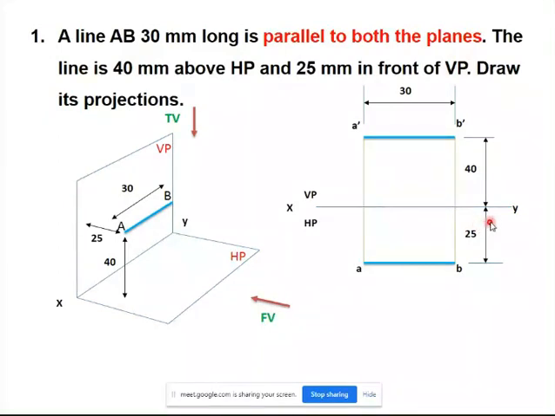It is the first quadrant, so please remember this. We are using first angle projection. So in first angle projection, you will get a front view that is above the reference line, and you will get a top view that will be below the reference line.